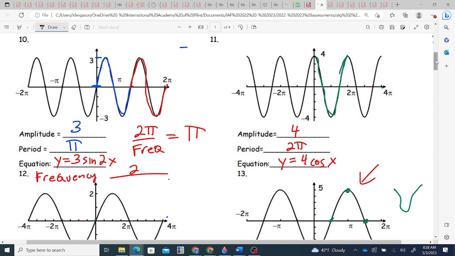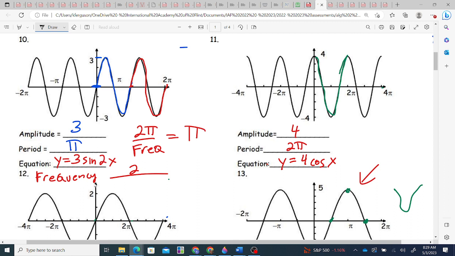Okay. So in this case, now we need to look at a graph. So we're looking at a graph and we need to pull out pieces so we can write the equation. In this case, my frequency is 2 and from the midline to the high point of the graph is 3. So that's my amplitude. And since the frequency is 2, 2 pi divided by 2, the period is pi. Then I can write my equation.